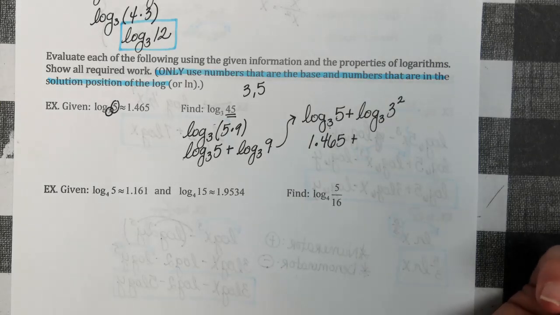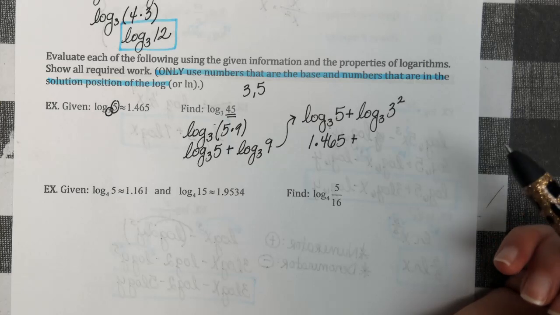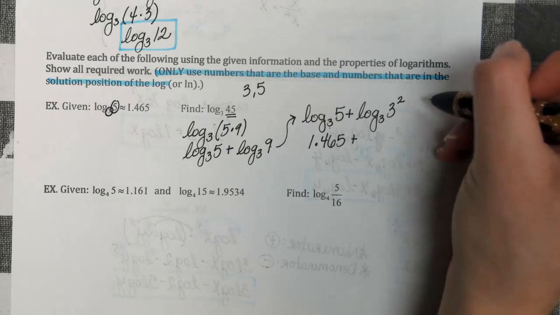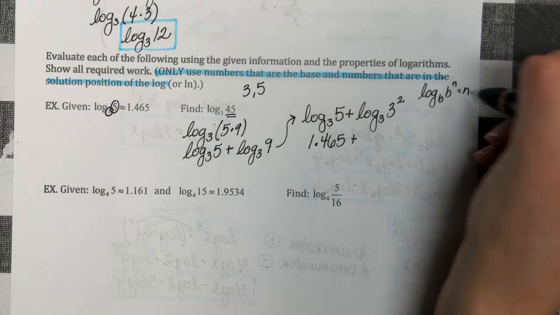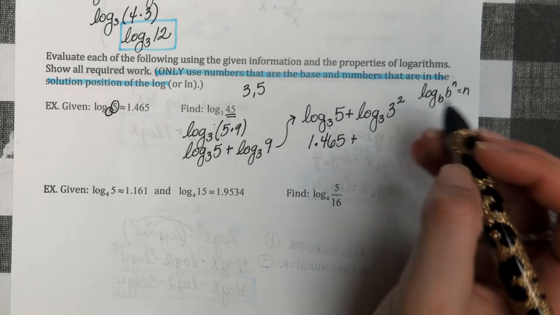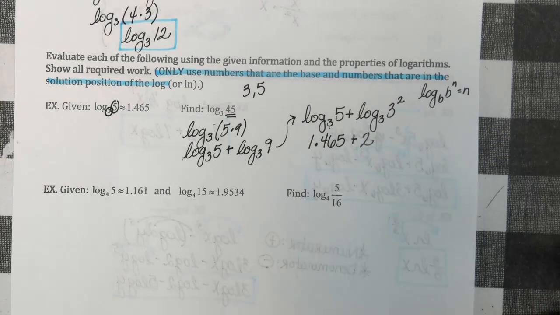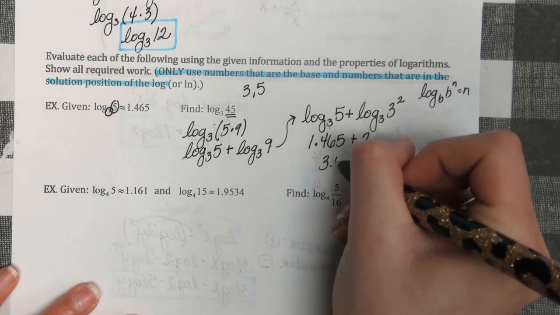You can do 2 things. You can bring the 2 forward and then look at log base 3 of 3. Or, remember that I said log base b of b to the n is always n. So that means if I have log base 3 of 3 squared, this is really just 2. So then that is 3.465.